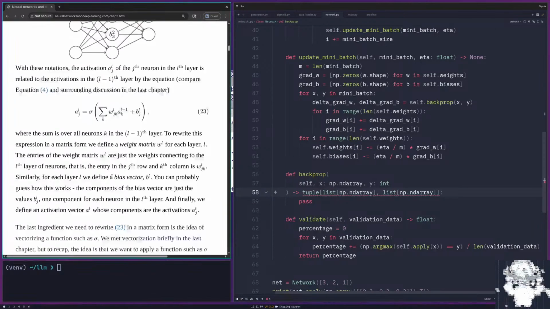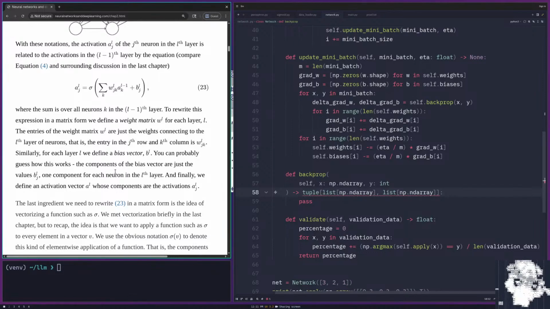To rewrite this expression in matrix form, we define a weight matrix W^L for each layer L. The entries of the weight matrix W^L are just the weights connecting to the Lth layer of neurons. That is, the entry in the jth row and kth column is W^L_JK. Similarly, for each layer L, we define a bias vector B^L. You can probably guess how this works. The components of the bias vector are just the values B^L_J, one component for each neuron in the Lth layer. And finally, we define an activation vector, A^L, whose components are the activations A^L_J.